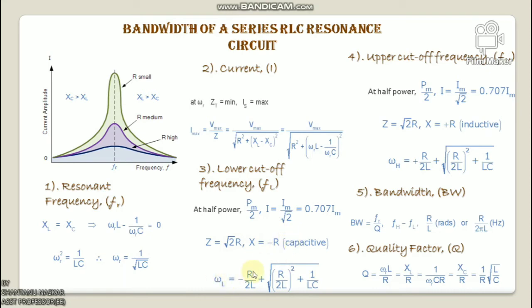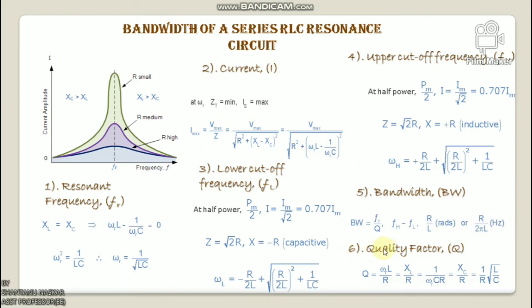So omega_L equals minus R by 2L plus root over (R by 2L) whole squared plus 1 by LC. And number 4, the upper cutoff frequency at half power, Pm by 2, I equals Im by root 2, which is 0.707 Im, Z equals root over 2 R, X equals plus R, which is inductive. That was capacitive and this is inductive. Now omega_H equals plus R by 2L plus root over (R by 2L) whole squared plus 1 by LC. Now number 5, bandwidth. Bandwidth equals fR by Q, which means fH minus fL, R by L radians or R by 2 pi L hertz.